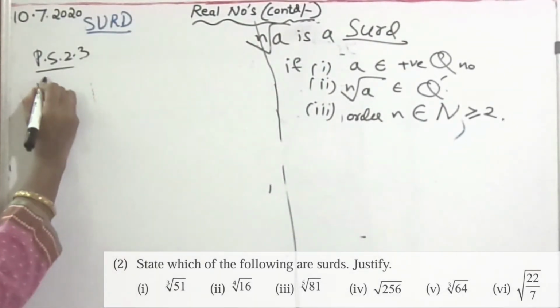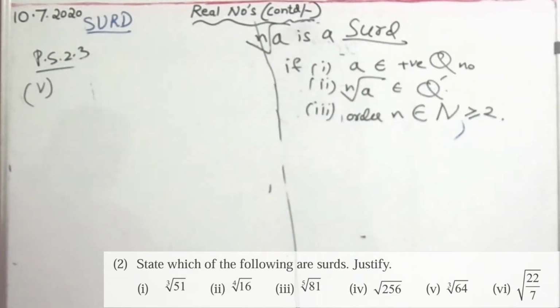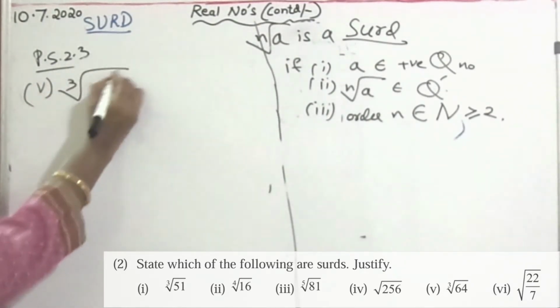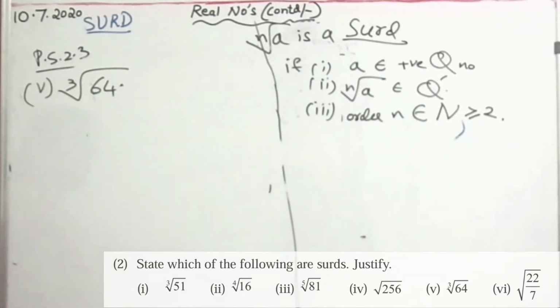Fifth one. Cube root of 64. You all have studied cubes and the cube table also, so you know 64 is which number's cube. 4 fours are 16, 4 sixteens are 64. So 4 cube.